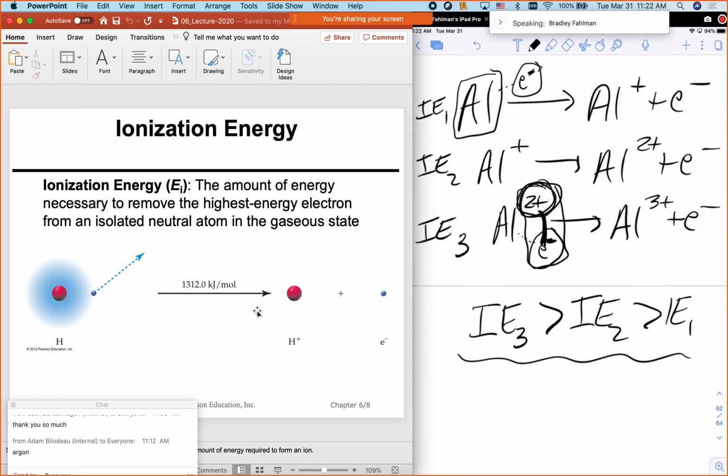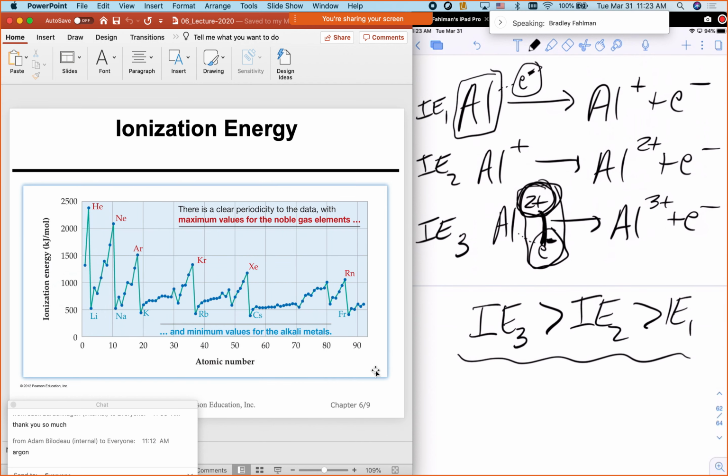Okay, and these numbers are pretty significant. So for instance, for hydrogen, it's 1,300 kilojoules of energy required to remove an electron from a neutral hydrogen atom. And so here is the trend. And what's interesting is that you will notice that the maximum energy is for the noble gas. So these are all the different periods.